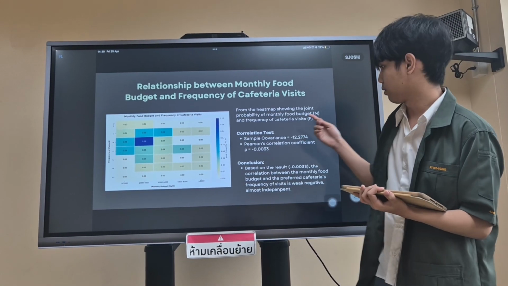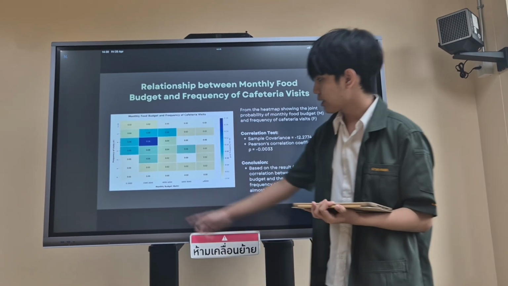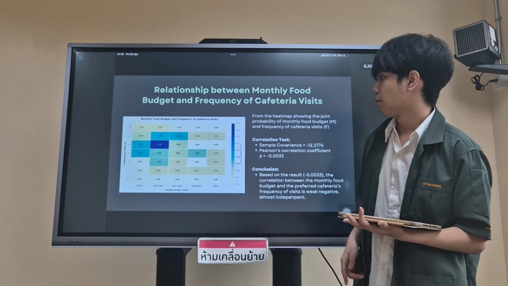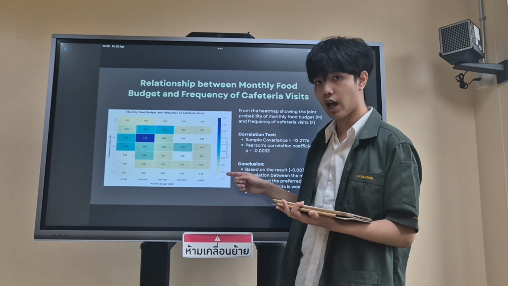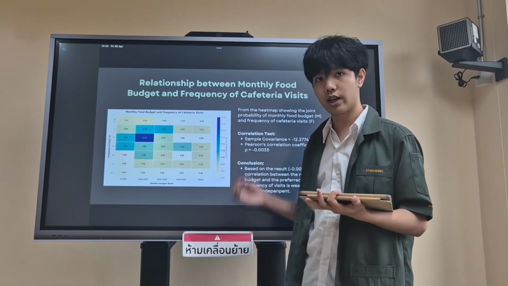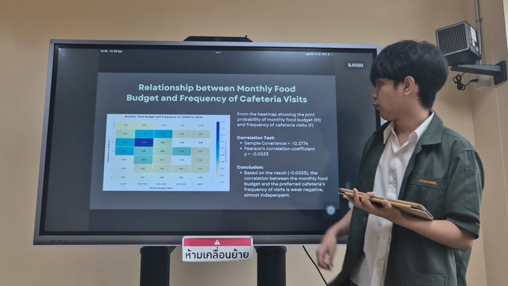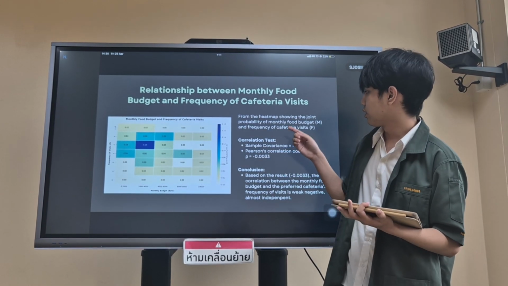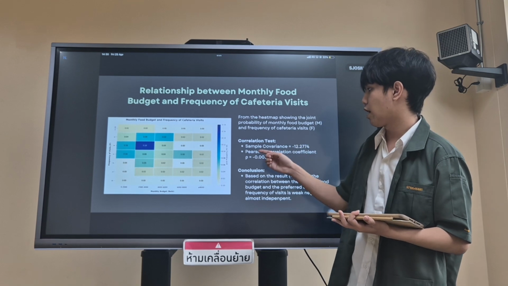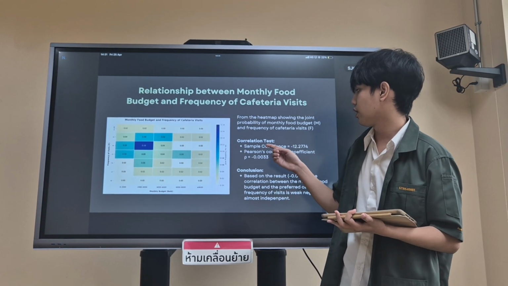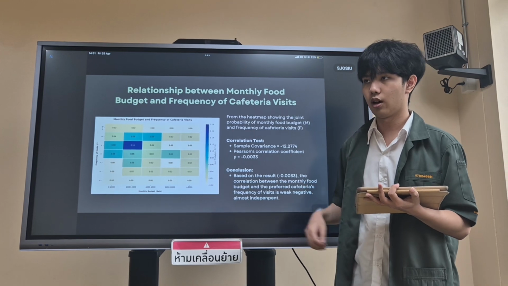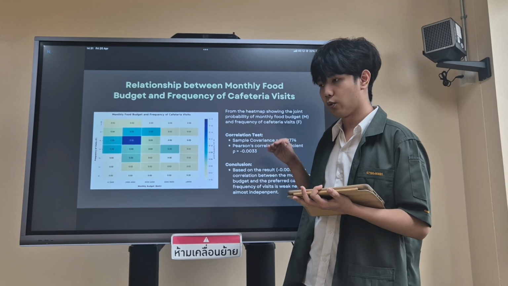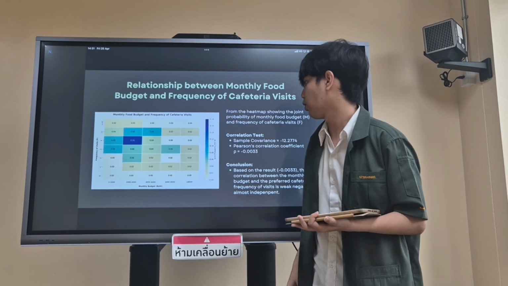And let's look at the result from the heat map. The x-axis is the monthly budget, and the y-axis is the frequency of visits. Based on the graph, we can see that the trend is going down, which signifies a negative relationship. And we also conducted a correlation test. The results are that the sample covariance is negative and Pearson's correlation coefficient is negative, which further says that there is a negative relationship between both of them.